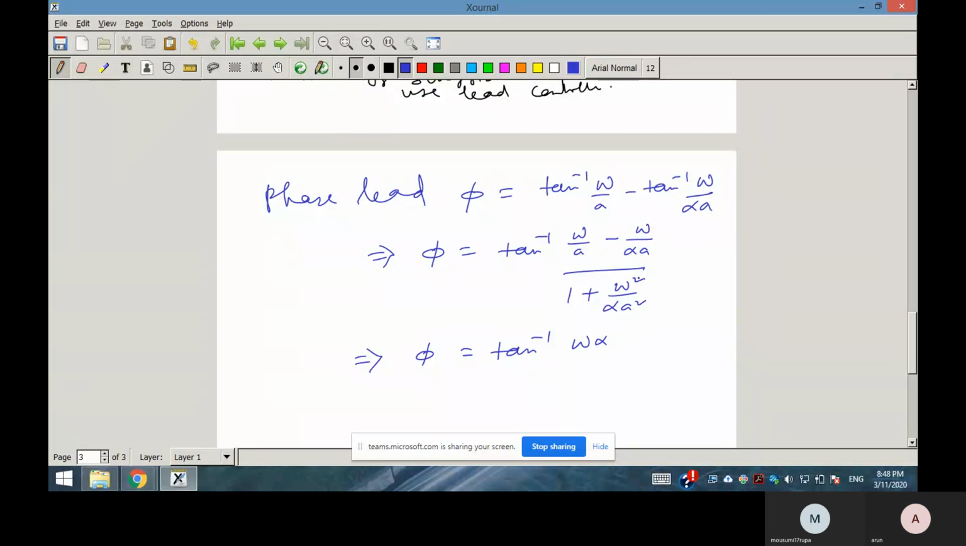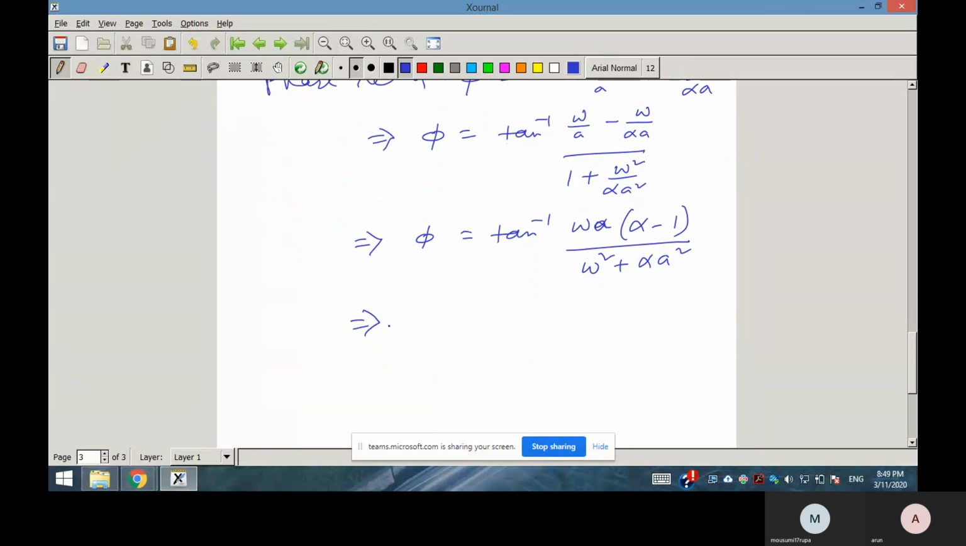You can simplify it: omega a times (alpha minus 1) divided by (omega square plus alpha a square). Or you can also write this as phi equal to tan inverse of (alpha minus 1) divided by (omega by a plus alpha a by omega). It is not W, actually omega.